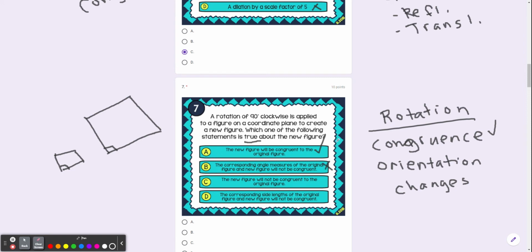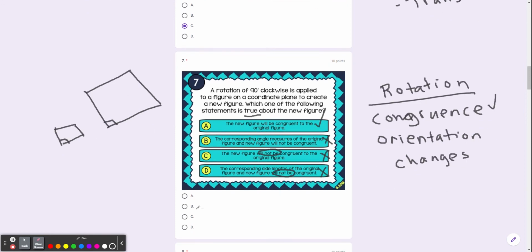So this guy's out. The new figure will be congruent to the original figure, or will not be congruent, but it will be congruent. That's out. And then the last one says the corresponding side lengths of the original figure and new figure will not be congruent. We were looking for congruent. So the only one that could be the answer there would be answer choice A.